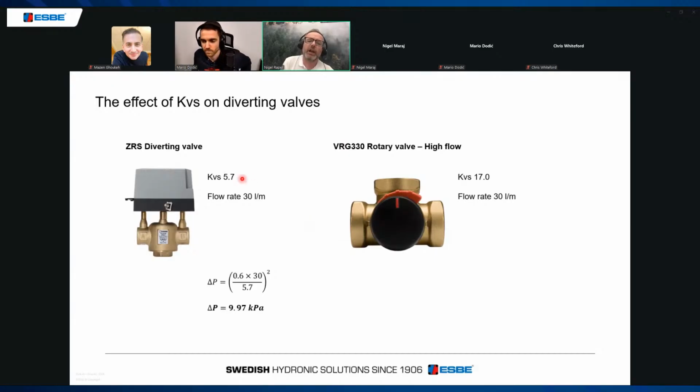Now, if we run the maths on the 330 range, you would imagine that because the KVS is 3 times higher than the KVS on this valve, you're going to expect a third of the pressure drop, maybe 3.3 kilopascals through it. No, that's not correct. Because of the square, it's actually a ninth of the pressure drop. That shows why KVS is so important through these diverting valves. The effect of that is you have more flow rate going through it for a given pump pressure, which gives you a much more efficient system.